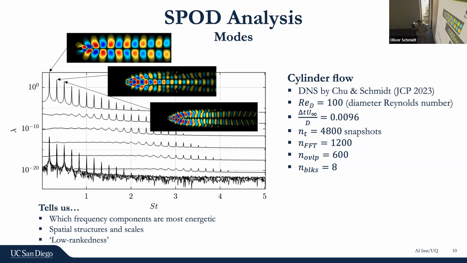So it tells us which frequency components are most energetic. It tells us something about the structure of these, the wave numbers, the scales. And it tells us something about the low rankness, right? These are orders of magnitude in between. You can forget all of this, right? Probably just taking these peaks, that describes 99% of the entire energy of this flow. Okay, doesn't tell us anything about the interaction, right?